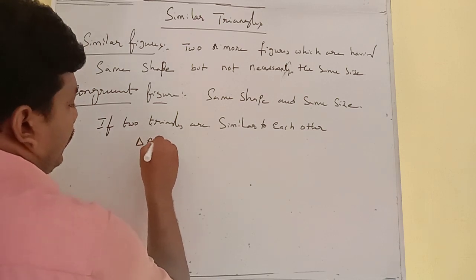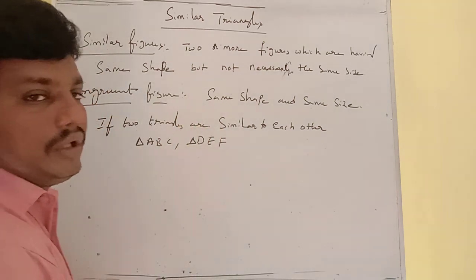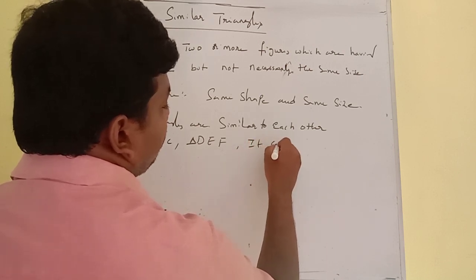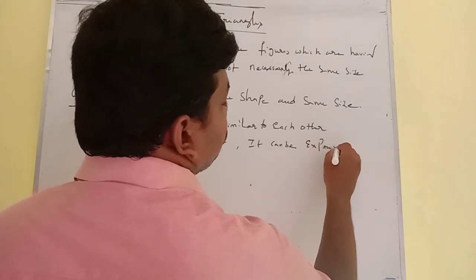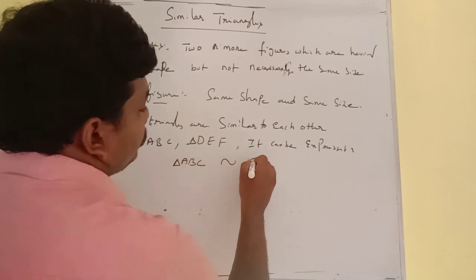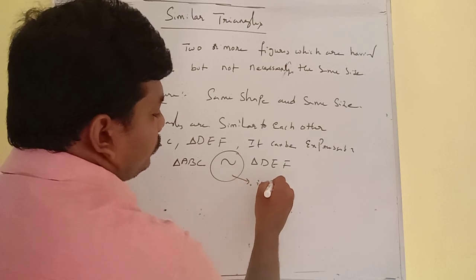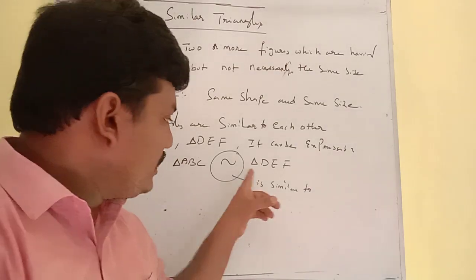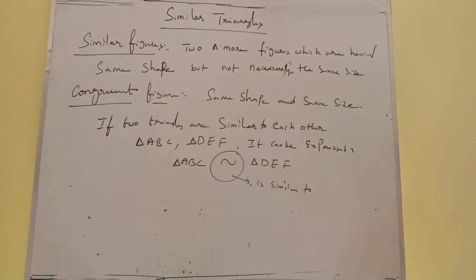triangle ABC and triangle DEF, let me consider these two triangles are similar. Then it can be expressed symbolically as triangle ABC is similar to triangle DEF. The symbol is known as 'is similar to'. Okay, so this is about the similarity notation.